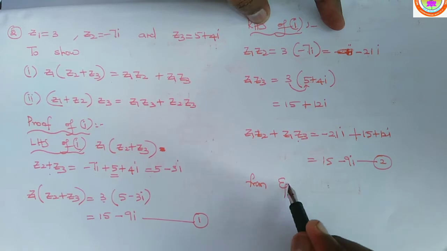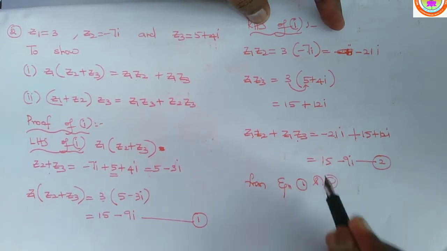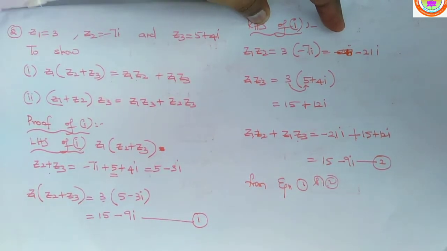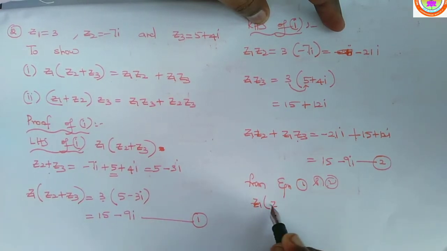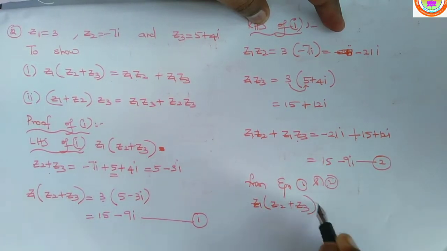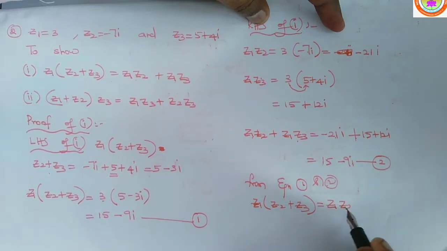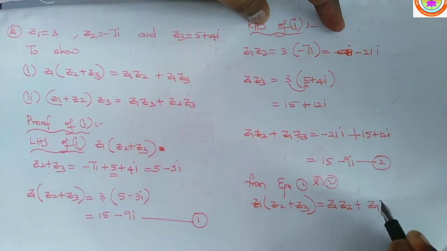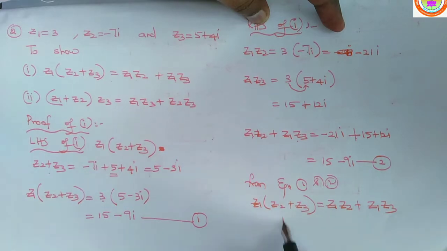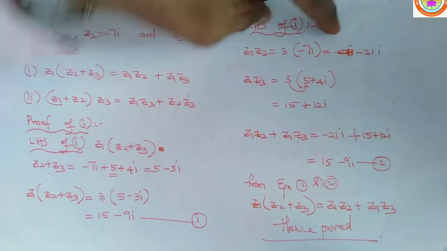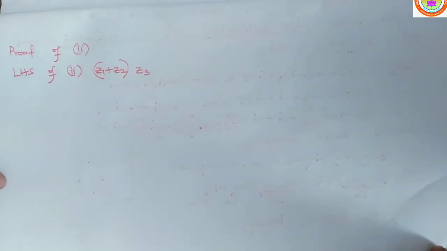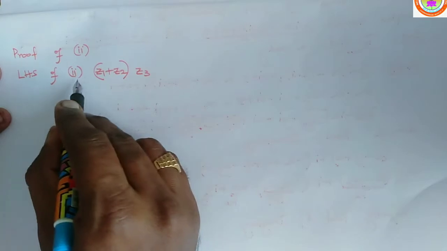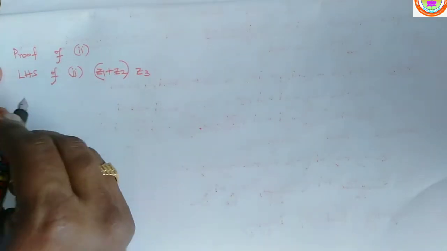From equation 1 and 2, distributive law, multiplication over addition. This is nothing but z1 (z2 plus z3) is equal to z1 into z2 plus z1 into z3. Hence proved. Next, second subdivision. So the LHS of subdivision 2: (z1 plus z2) into z3.